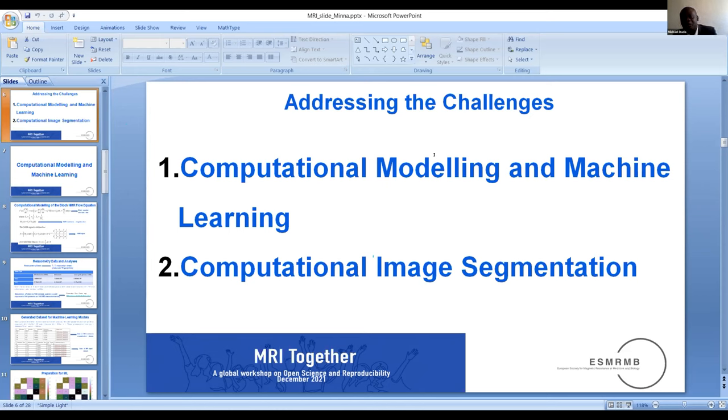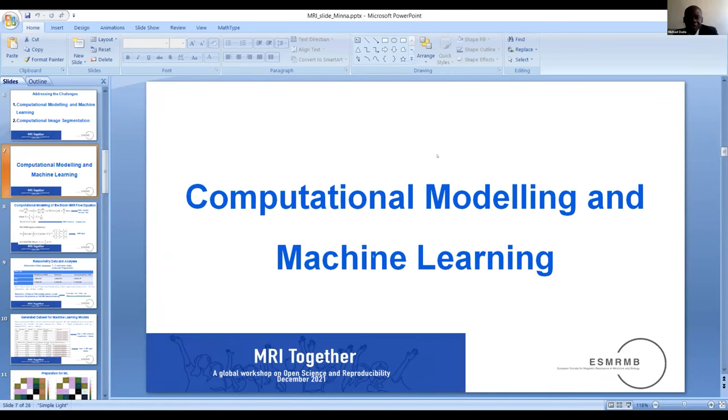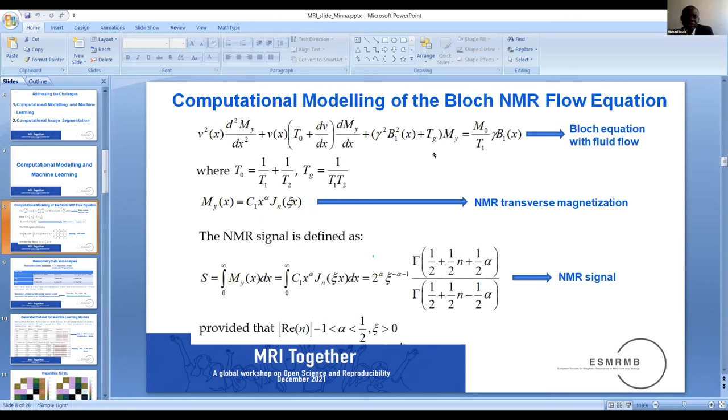We have a computational modeling aspect, and we have computational image segmentation. In computational modeling, we have been trying to introduce machine learning in order to classify brain tumors accordingly. So now I'll move to computational modeling. Our computational models are based on the Bloch NMR equation. I know you may not be familiar with the first equation on the slide. We have worked on this equation to bring particle transport into it, so that's why we call it the Bloch NMR flow equation. We introduce a flow aspect to the equation.